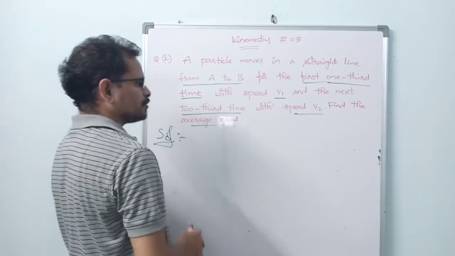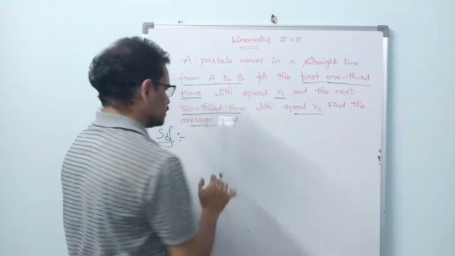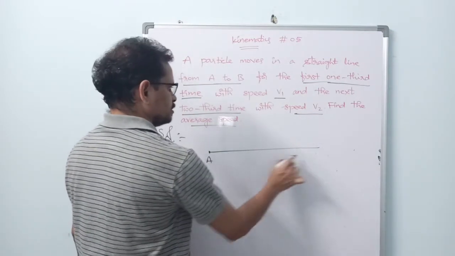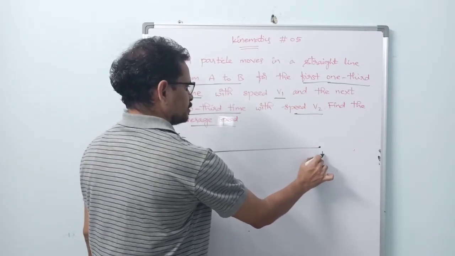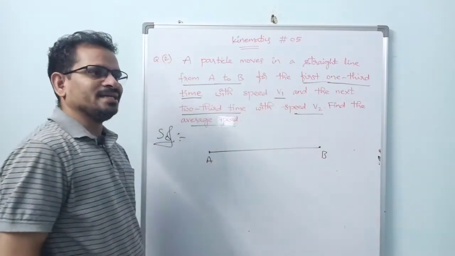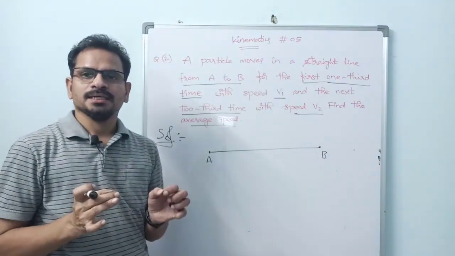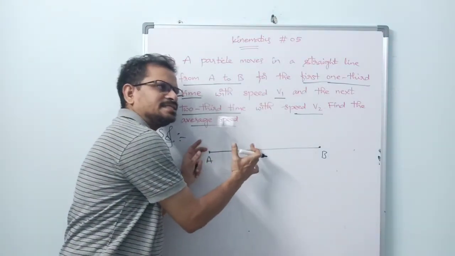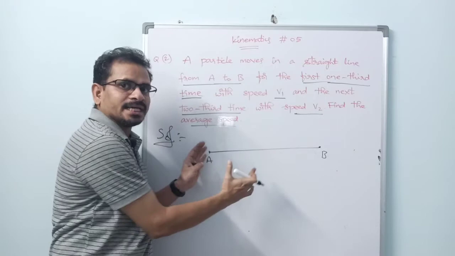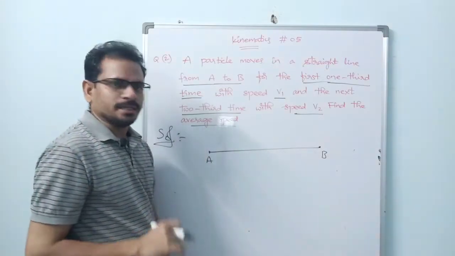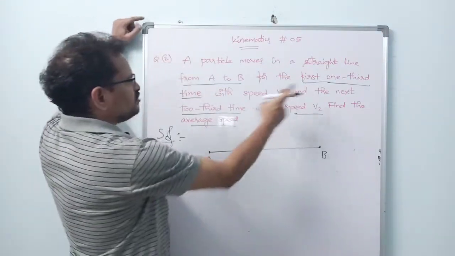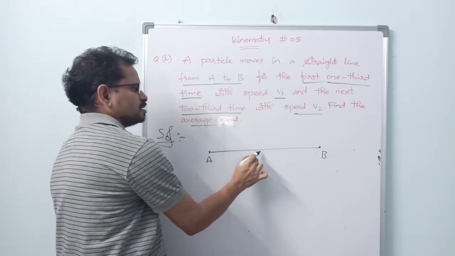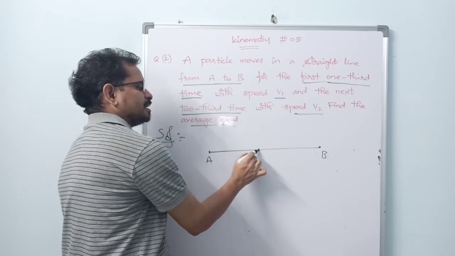Okay, so what we have to do? Draw the diagram first. Diagram is a must. So this is A, this is B. Always check in what terms the journey is partitioned. Partitioned in terms of distances or partitioned in terms of time intervals. We have to check like that. See, first 1/3 time and the next 2/3 time means what? So this entire journey is partitioned in terms of time intervals.